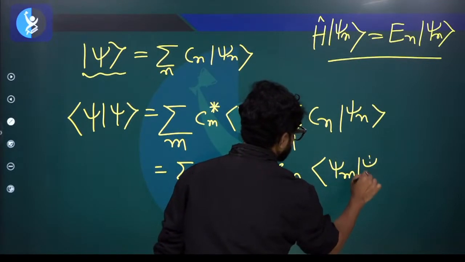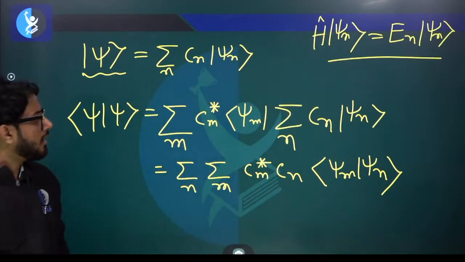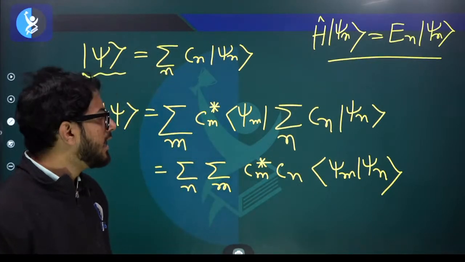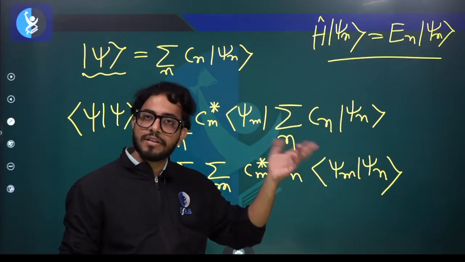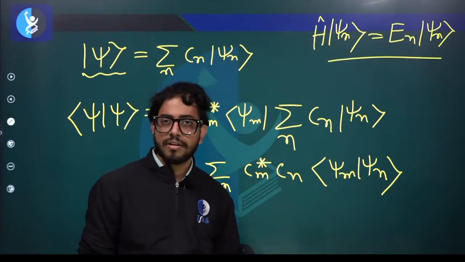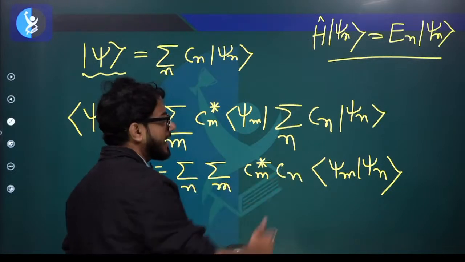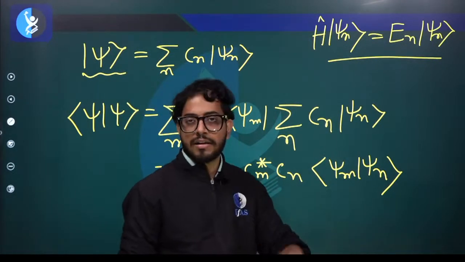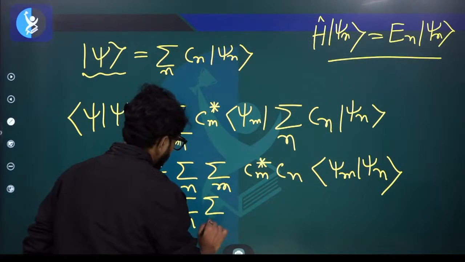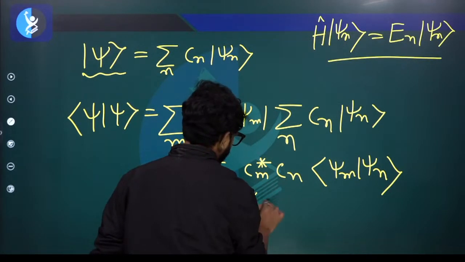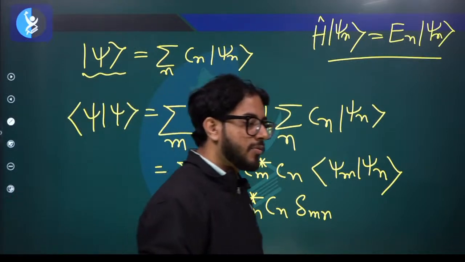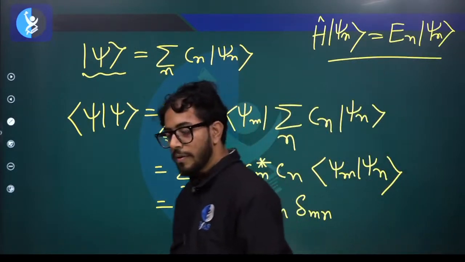Okay. Now you know that the eigenvectors of a Hamiltonian are mutually orthonormal. Orthonormal means they are normalized to unity with themselves, I mean psi n with psi n equals 1, and they are mutually orthogonal. They give 0. The inner product is 0 when m is not equal to n, and when m equals n, the inner product will give you 1. So I can write it as sum over n, sum over m, cm star cn delta mn, where delta mn is the Kronecker delta, which equals 1 when m equals n, and 0 when m is not equal to n.